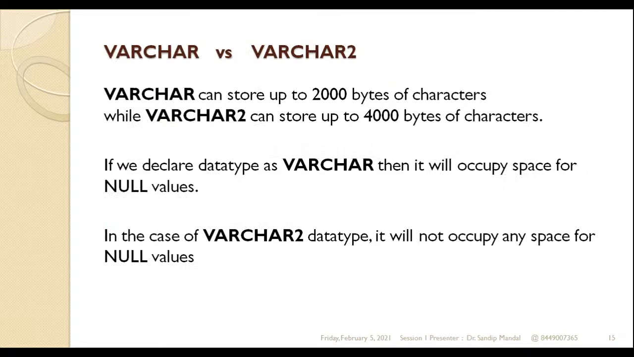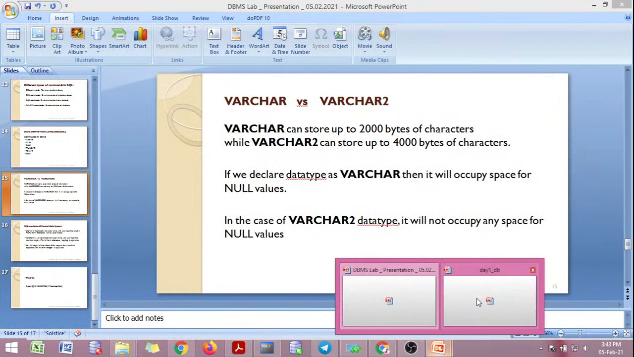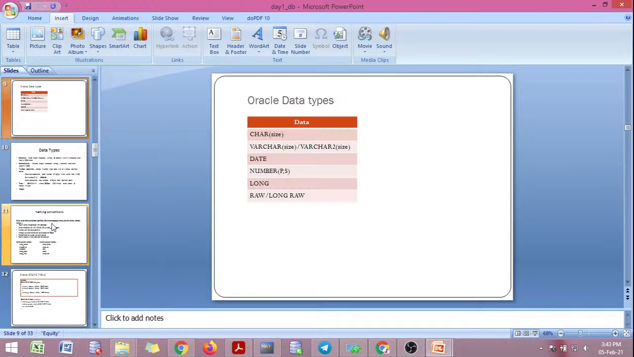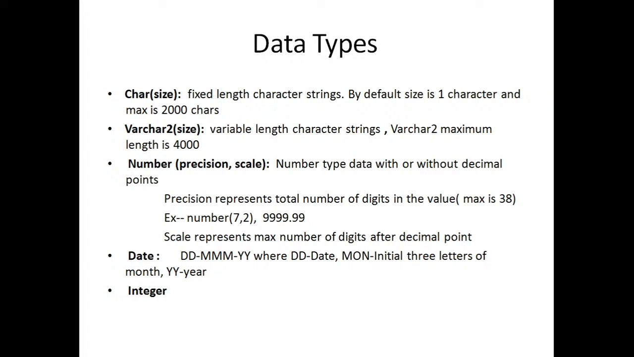So what are varchar and varchar2? There is a difference between them. Varchar can store up to 2000 bytes, whereas varchar2 can store up to 4000 bytes. I think I should move to SQL now so that you can understand all of this clearly. These are the Oracle data types: character, varchar or varchar2, date format, number format, long format, raw, and different formats. Then there is number with precision and scale.